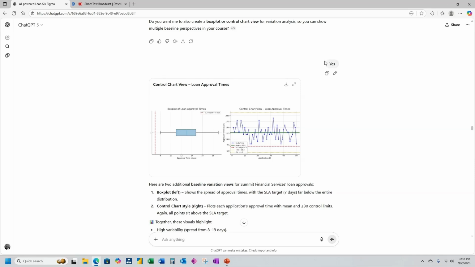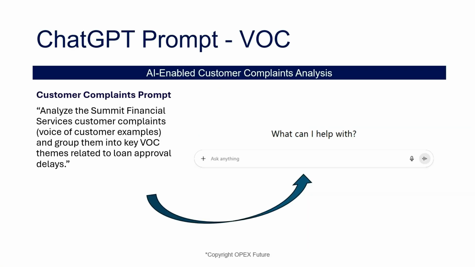Now, let me hop back into the PowerPoint slides. All right. We got our ChatGPT prompt for voice of the customer, AI-enabled customer complaints analysis. You already know the template we're utilizing. You got our prompt on the left. We got our ChatGPT on the right.